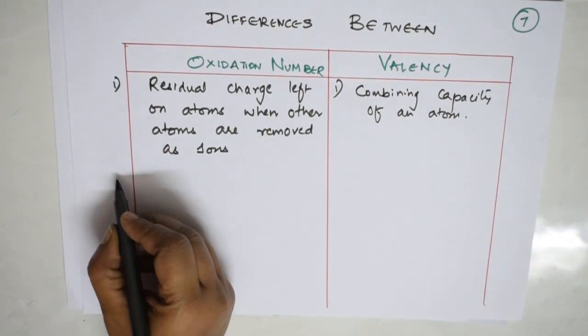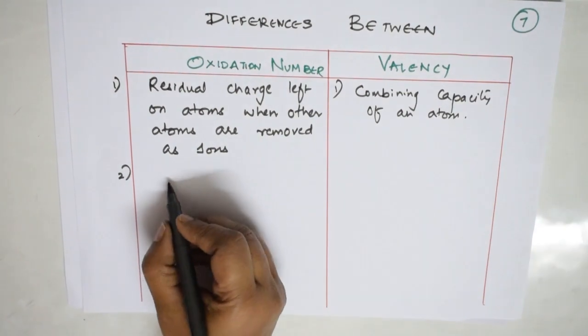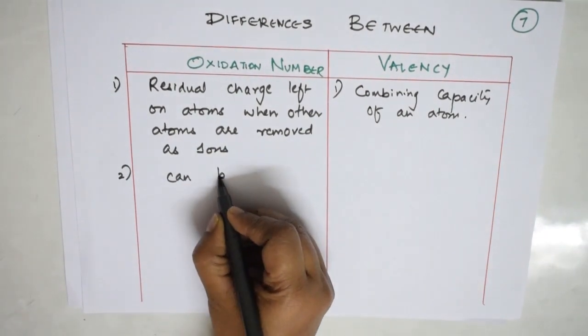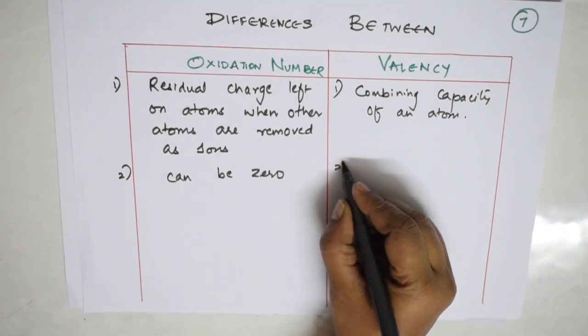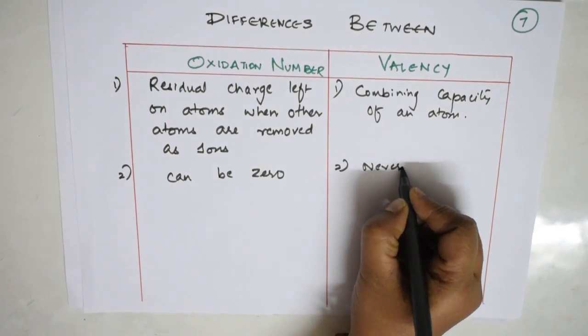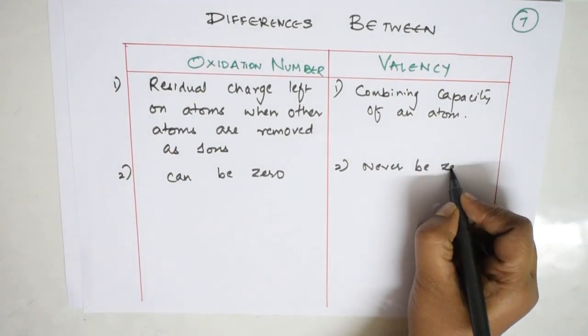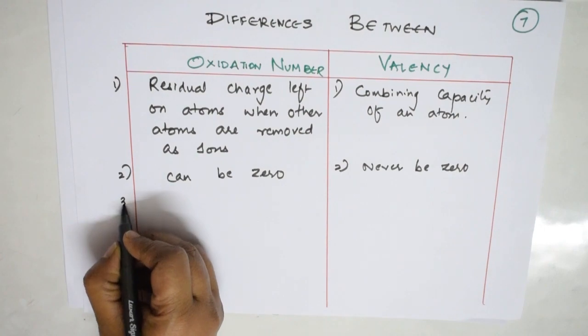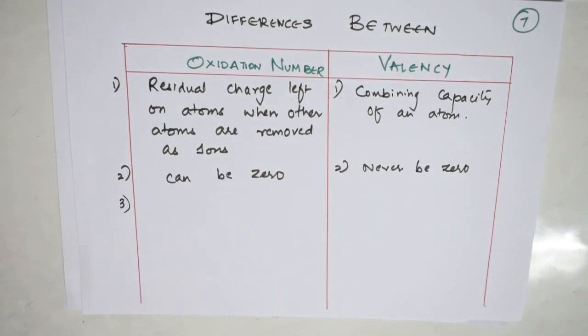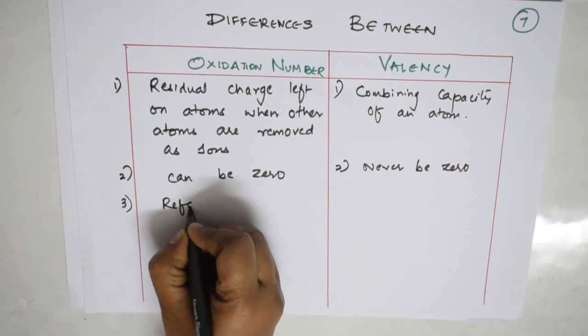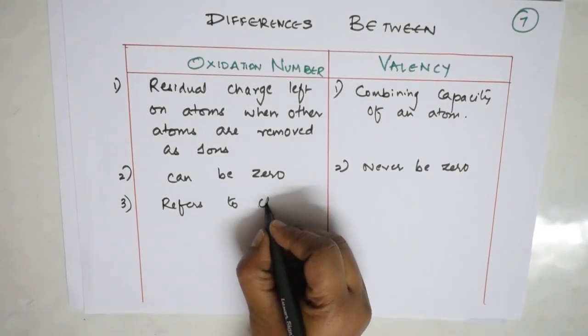Now if I have to speak about oxidation number, remember oxidation number can be 0 also. So I told you, in the free state, the elemental state, the oxidation number will be 0. But valency will never be 0. Remember that. Okay. The next important difference: oxidation number refers to charge. Basically, oxidation number is a charge. Right.